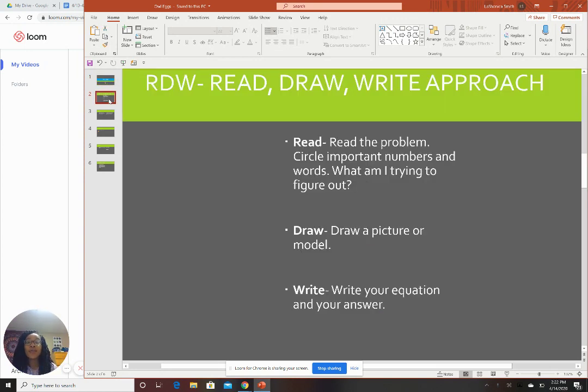So we've been working with the strategy RDW, so we're going to continue working with that, and we're going to be going through it step by step for our word problem today. Reading is just reading the problem, circling important information or numbers, and what are you figuring out? What are you trying to answer in the story problem? Draw a model or a representation of the word problem, and then write your equation and your answer. Okay, so we're just going to be remembering that as we go throughout this lesson.